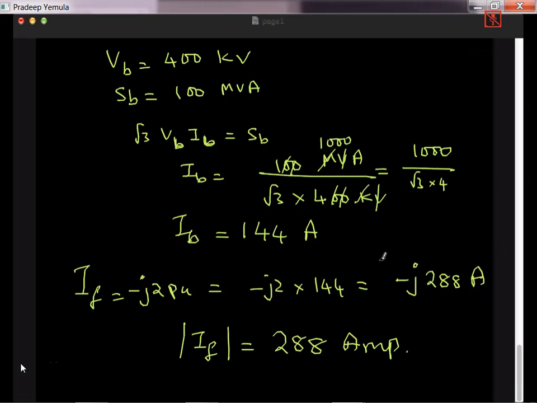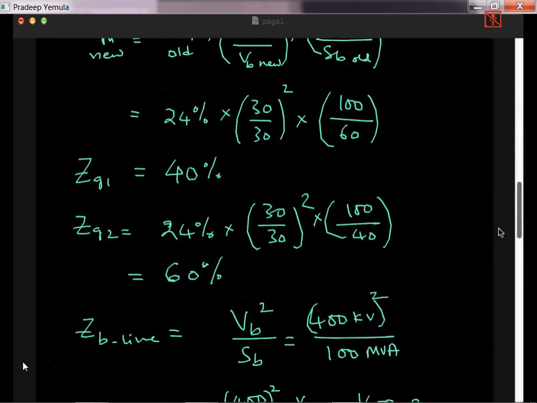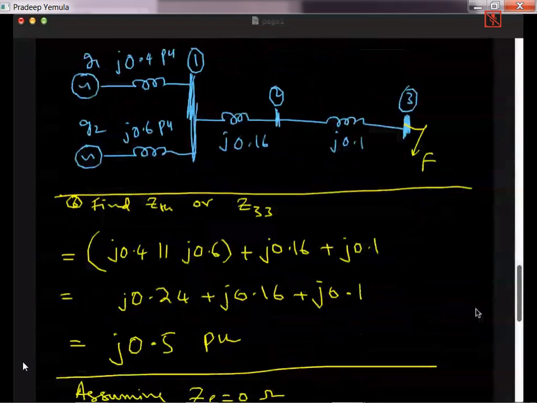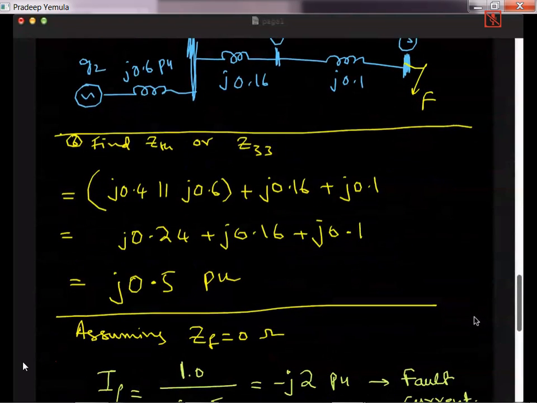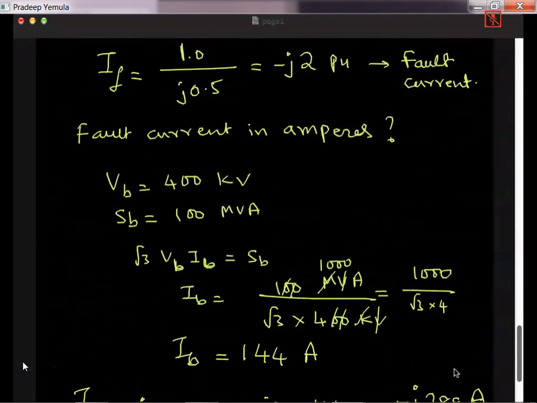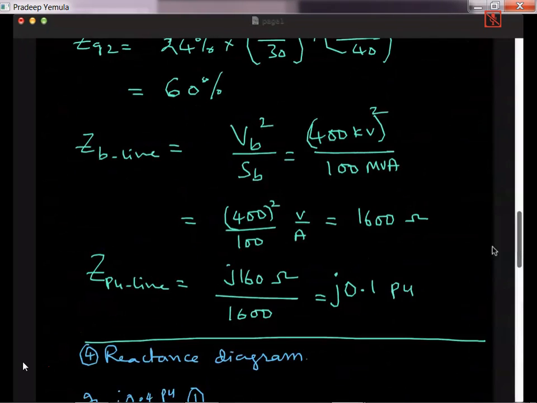All right. The twist is the MVAs are different. So we had to convert everything into a common base and then get the reactance diagram. So that is the calculation we are doing here. And once you get the reactance diagram, I can find the Thevenin's equivalent impedance, and from Thevenin's equivalent impedance I can find the fault current. So this ends the first question that we have discussed today.